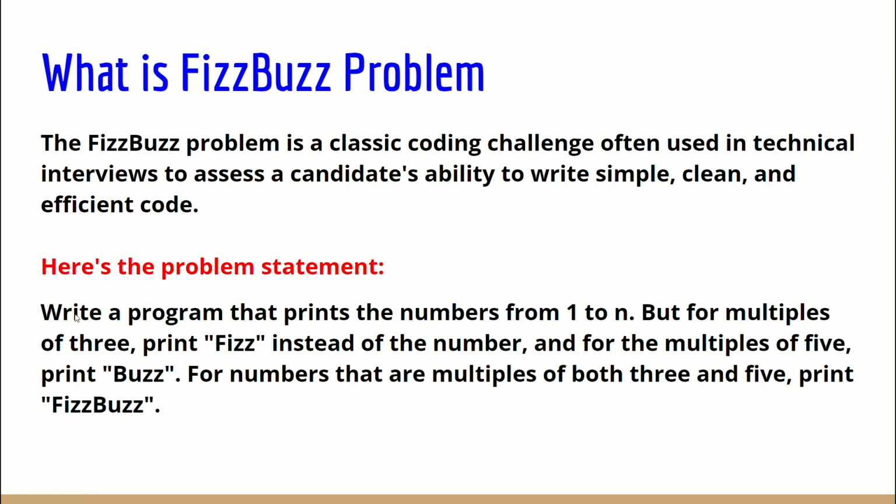You will be given a problem statement to write a program that prints the numbers from 1 to n. But for the multiples of 3, we have to print Fizz instead of the number. For the multiples of 5, we have to print Buzz. And for the numbers that are multiples of both 3 and 5, we have to print FizzBuzz. So this is basically an overview of what the FizzBuzz problem is and how it will be presented in the interview. Many companies like Facebook use the same algorithm but in a modified version. So they can ask you different sets of questions, but the logic will be based on this FizzBuzz problem only.